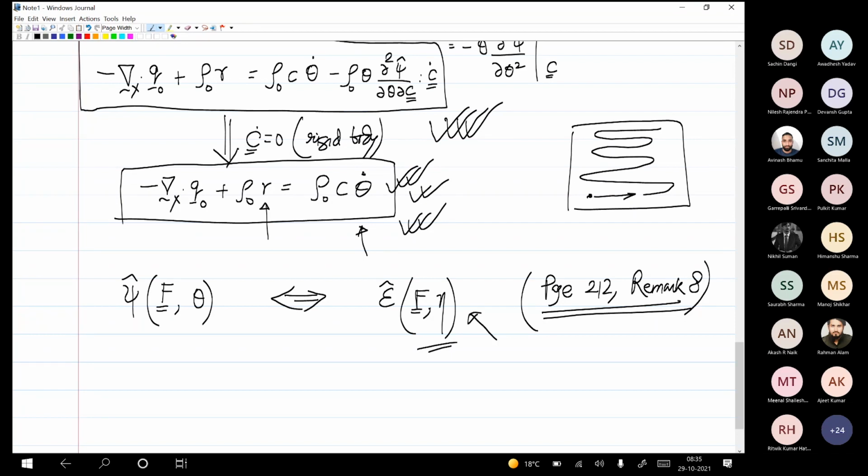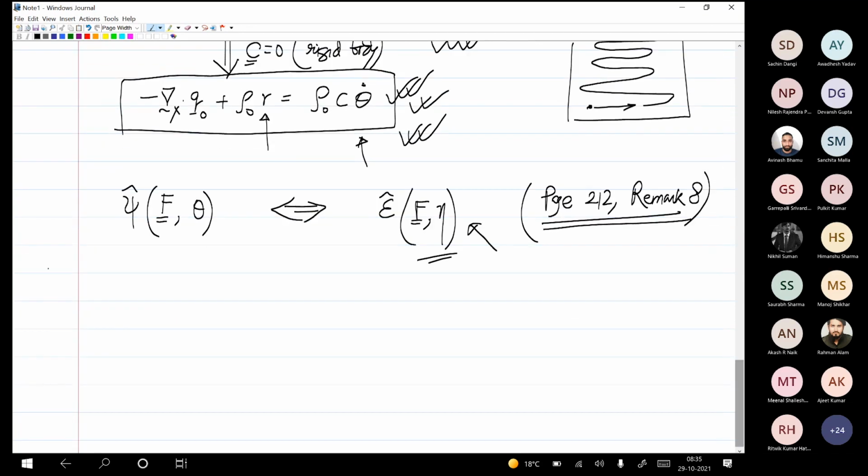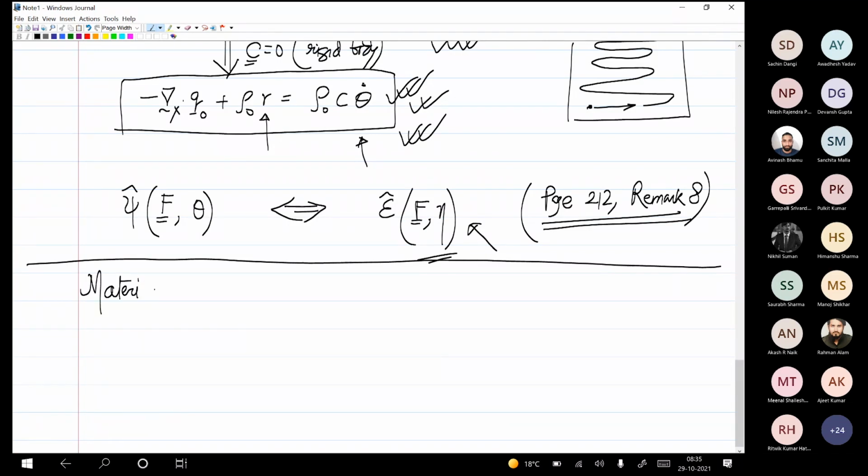So I'm going to proceed to our next topic, which is a very, very important topic, and I think many of you have been looking forward to it, and that's material symmetry. It is this property that allows you to write down specific energy forms for isotropic bodies, transversely isotropic bodies, orthotropic bodies, or many other kinds of bodies. So isotropy, transverse isotropy, or orthotropy are different forms of material symmetry.